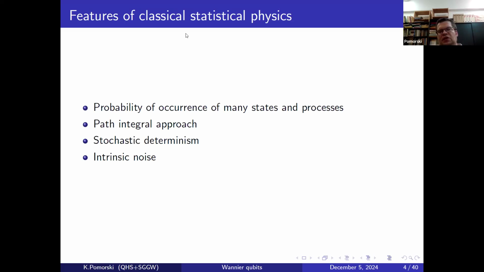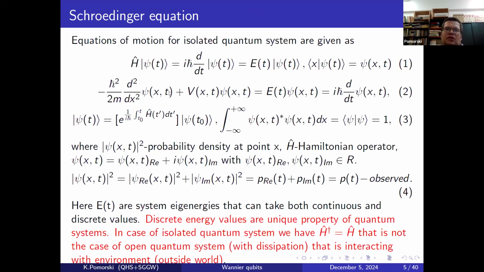And there is a stochastic determinism. So in a sense, in classical statistical physics you can have stochastic determinism. So nothing is fully sure. There's only a probability of moving from one state to another state. So this is a kind of similarity with quantum mechanics. And of course, there is built-in intrinsic noise that you cannot get rid of. That is a part of this story. All right, so then let me move to Schrödinger equations of motion.